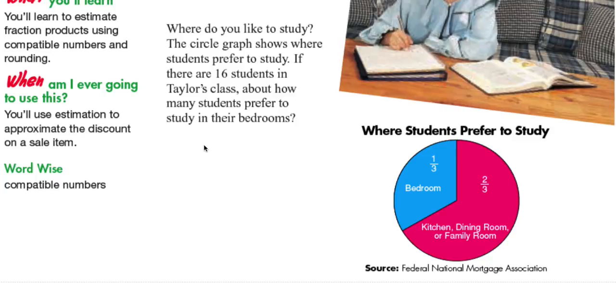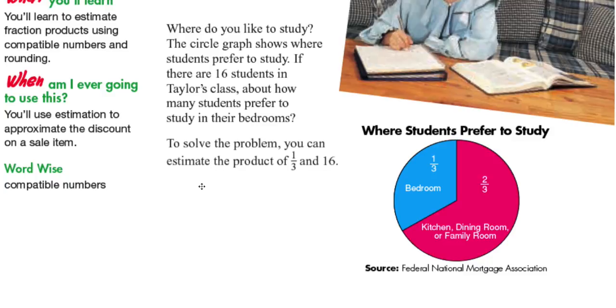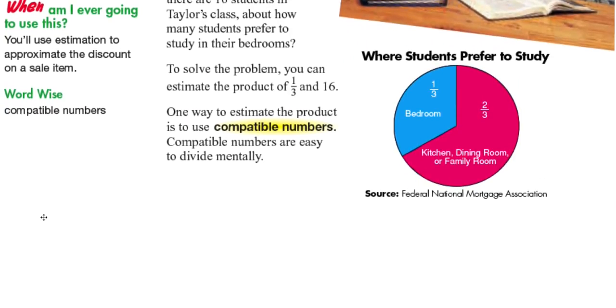The question is, if there are 16 students in Taylor's class, about how many students prefer to study in their bedrooms? The word about gives you a clue that this problem does not want an exact answer. It is looking for an estimate. To solve this problem, you can estimate the product of 1/3 and 16. One way to estimate the product is to use compatible numbers. Compatible numbers are easy to divide mentally. Compatible simply means numbers that go together.